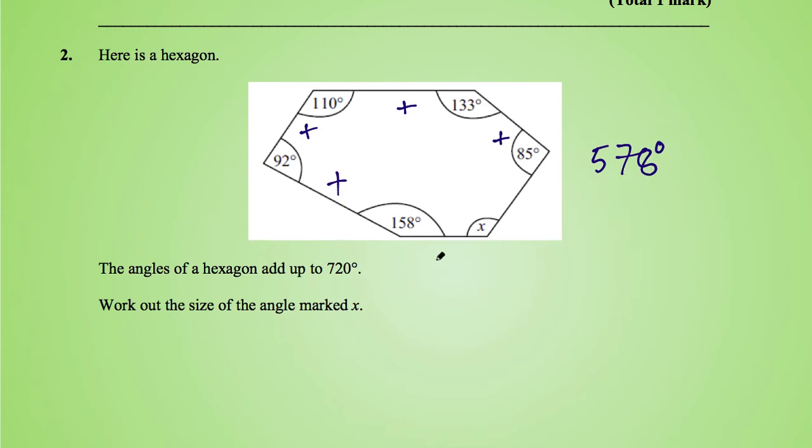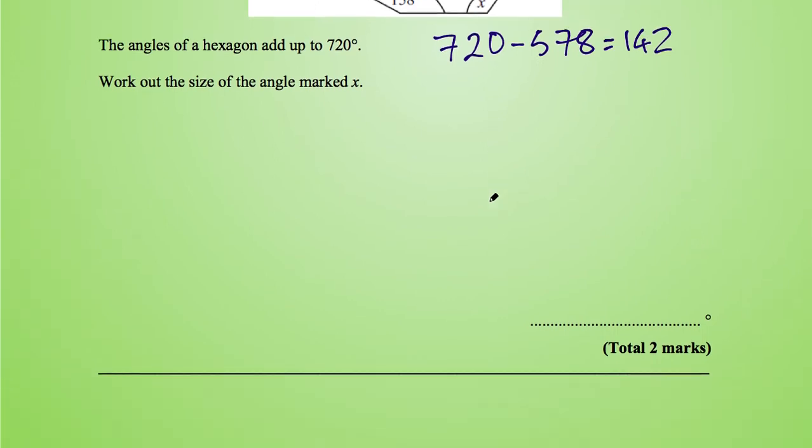So the missing angle is going to be 720 minus 578. Again, you can do that on your calculator to save time. And that gives you 142. So check, does it make sense? Is it an obtuse angle? 142 is obtuse, as in it's less than 180, but it's more than 90. So that makes sense for what X looks like. And I would probably do that on my calculator twice just to make sure in an exam. 142 degrees is the answer there.